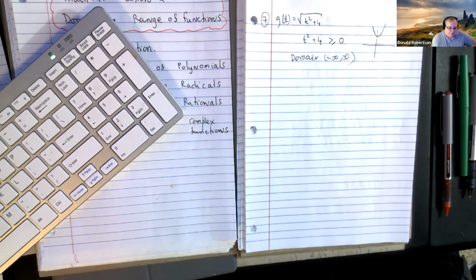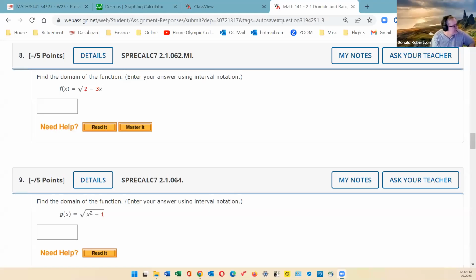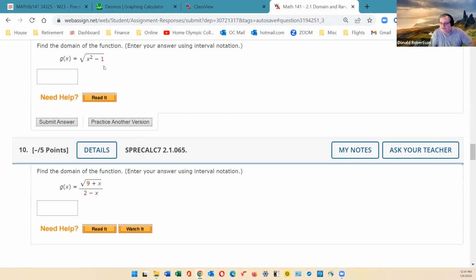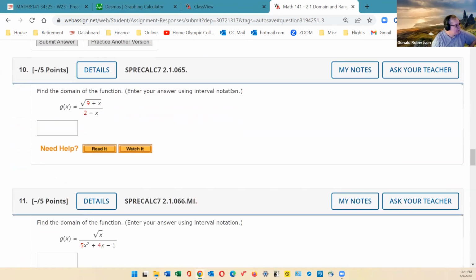And I'll zoom back over. Talk a little bit more about some of the others. There's a square root. We did something like that. If you were going to do question 9, wouldn't you do a sketch of x squared minus 1 and look at that picture and then find out what part of the shape is above the x-axis? Because that would make the guy positive. Right.